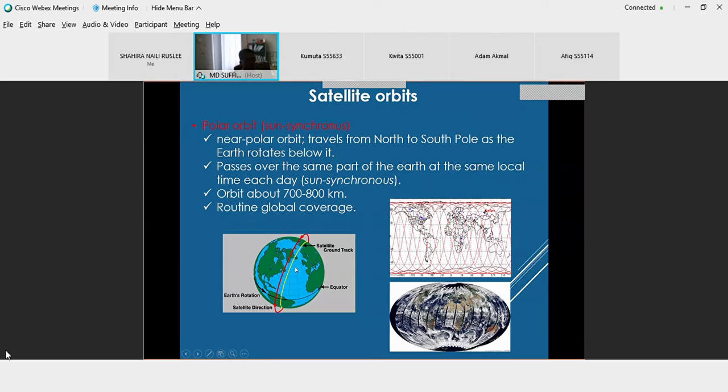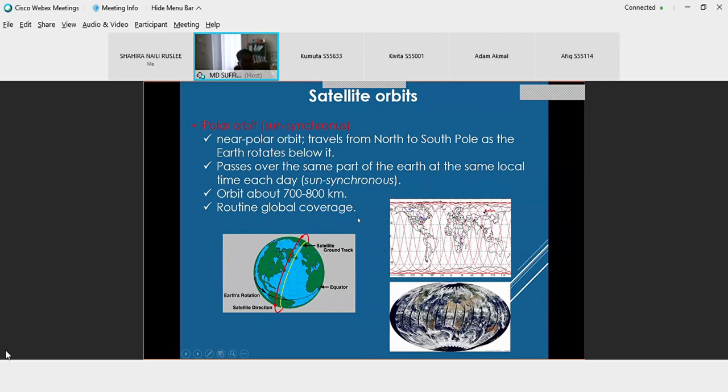Waktu malam dia tak akan capture. Waktu malam di Malaysia bermaksud bahawa siang di tempat lain. So dia akan capture di tempat lain. That's why dinamakan sebagai sun synchronous. So dia terpaksa orbit daripada north to south pole ataupun south pole to north pole. Passes over the same part of the earth at the same local time each day.